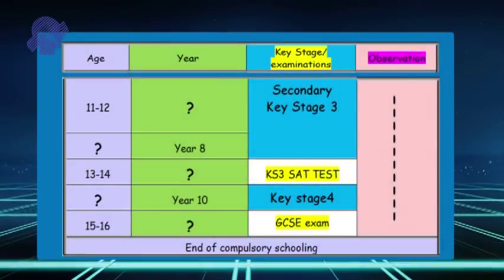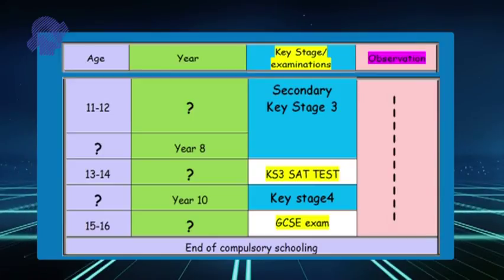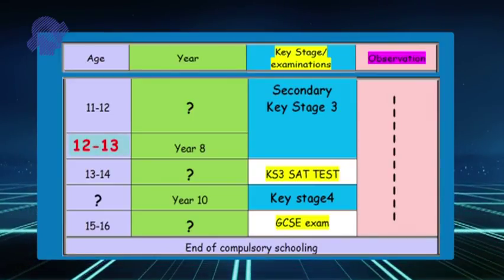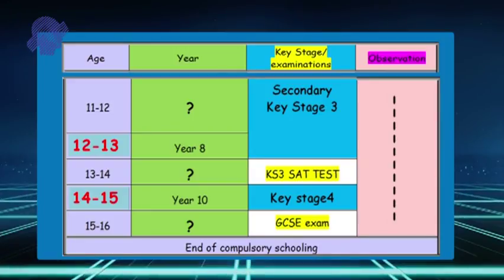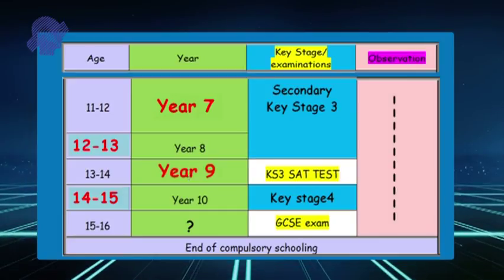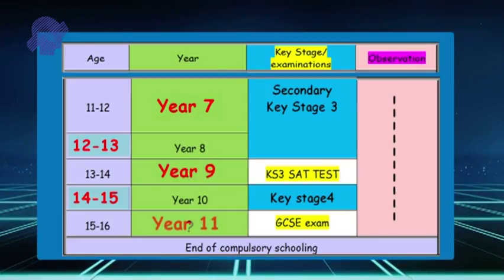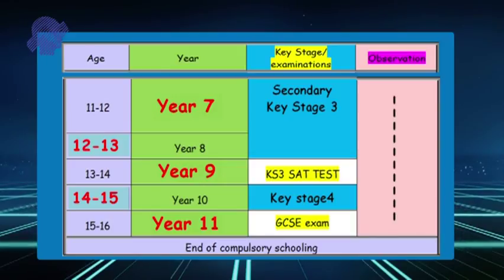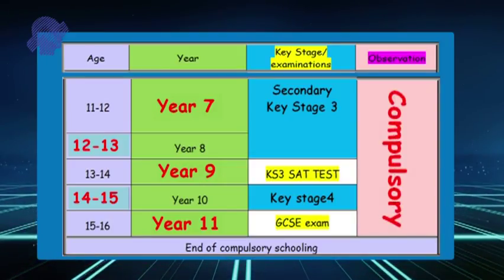Okay, so are you ready? Okay, so here is the second part of the diagram. And here is the complete second part of the diagram. So age, 12, 13, 14, 15. Now for the year, you have year 7, year 9, and finally year 11. For the observation, it is compulsory. Okay? Well, yes, now we're done with the primary school and the secondary school.